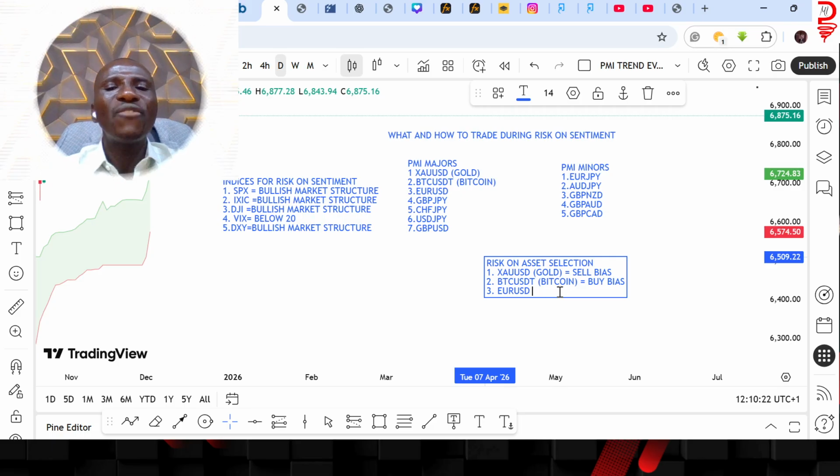So if you have a risk on sentiment at any point in time, at any point of the year, when you have confirmed that there is pure risk on, you expect that the bias on Euro USD will be a sell. What I'm giving out as information, these are pure premium information.